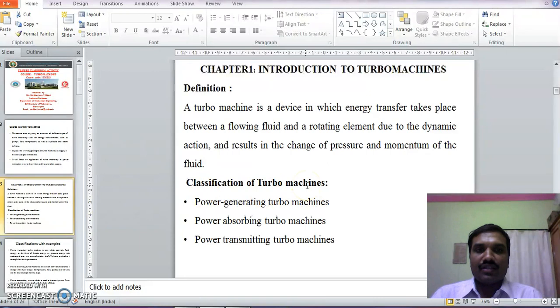Coming to an introduction of turbomachines, the basic definition: a turbomachine is a device in which energy transfer takes place between the flowing fluid and a rotating element due to a dynamic action and results in change of pressure and momentum of the fluid. Classification of turbomachines: power generating turbomachines, power absorbing turbomachines, and power transmitting turbomachines.